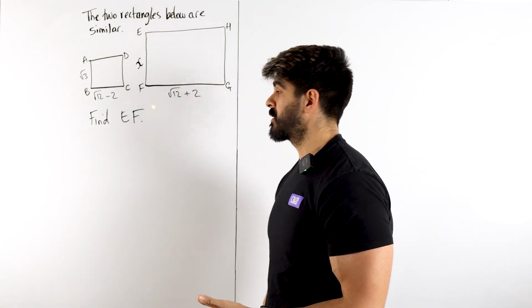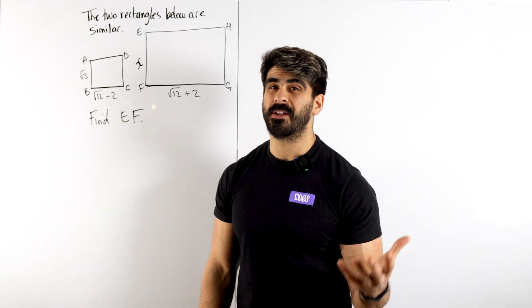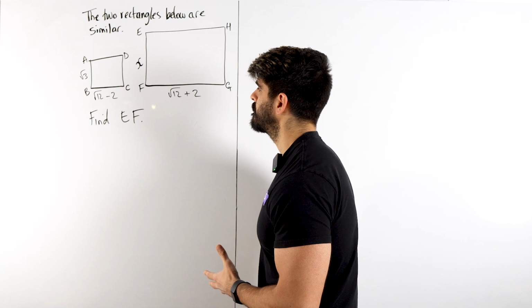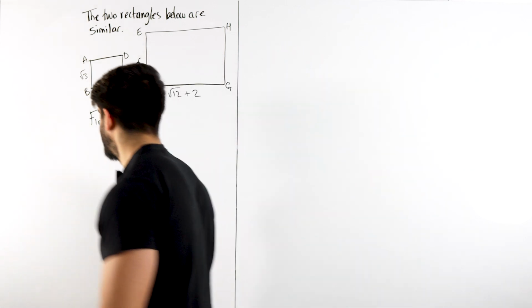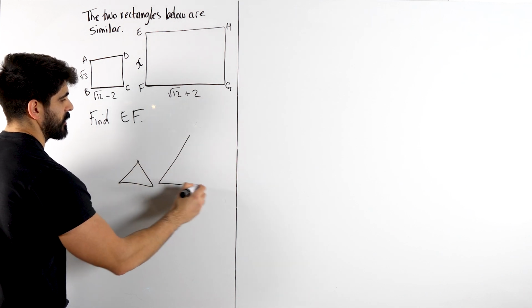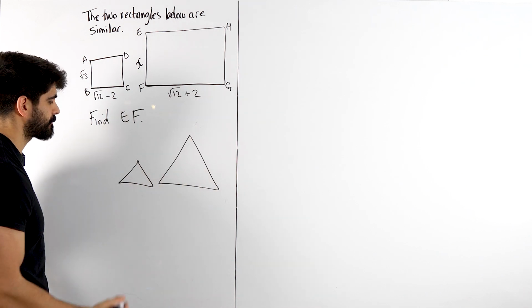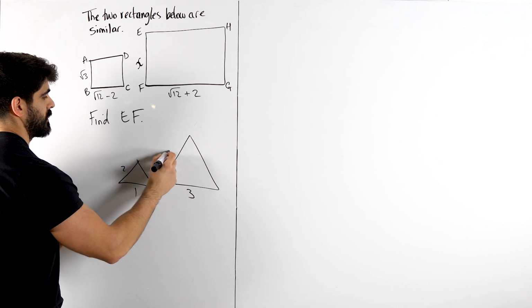The first thing some students do is find the scale factor of enlargement. But I like to look at this in terms of ratios, especially when it comes to harder problems. So let me give you another example just to help you see this. You have 2 triangles which are similar. Say you have 1, 3, 2x.